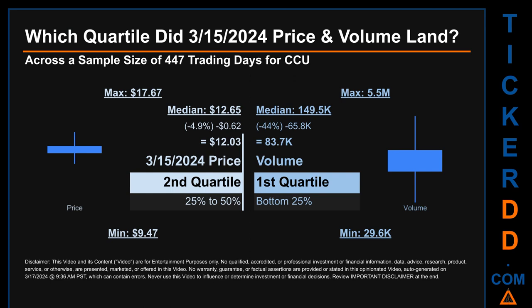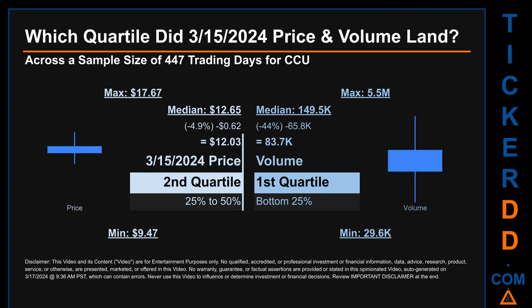Which quartile did March 15, 2024 price and volume land? Across a sample size of 447 trading days, the maximum end of day price for CCU was $17.67 while the minimum was $9.47. Within that price range, March 15, 2024 price, of $12.03, landed within the second quartile, putting it within the 25% to 50% range of all sampled end-of-day prices.